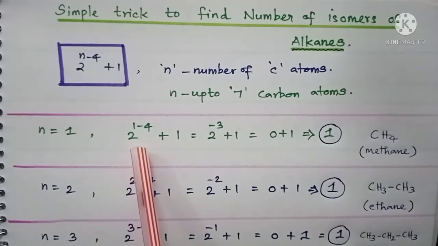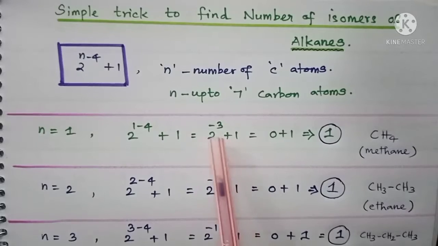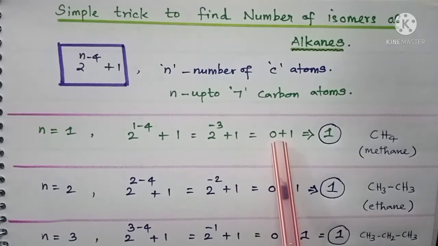Now if you substitute the n value in the formula, 2 power 1 minus 4 plus 1, that is 2 power minus 3 plus 1. This is a negligible value, so I take it as 0 plus 1, which is 1. So for the first alkane, methane, there is only one isomer.